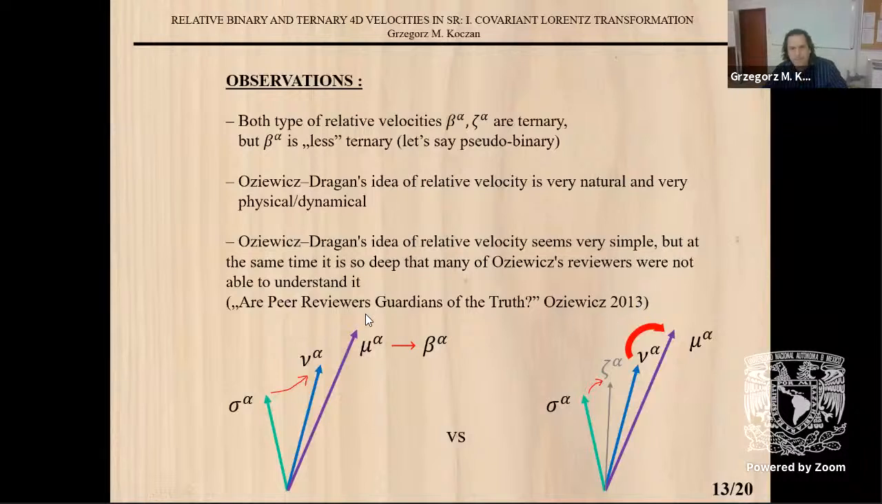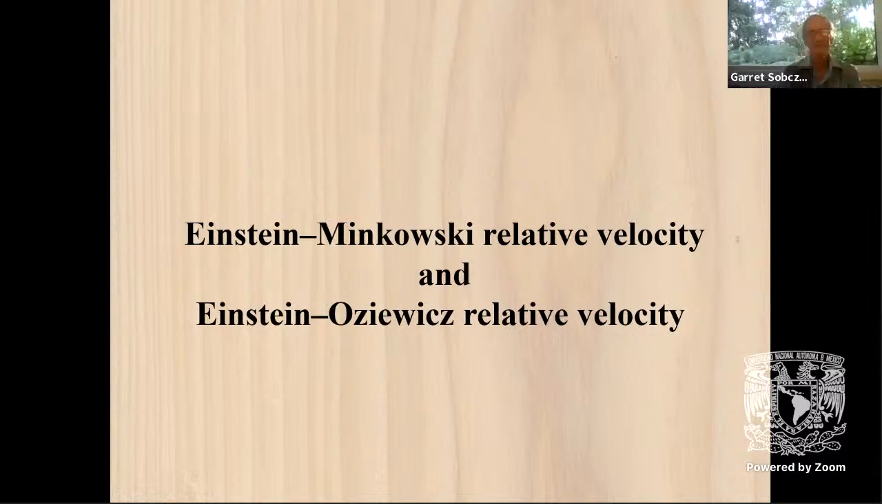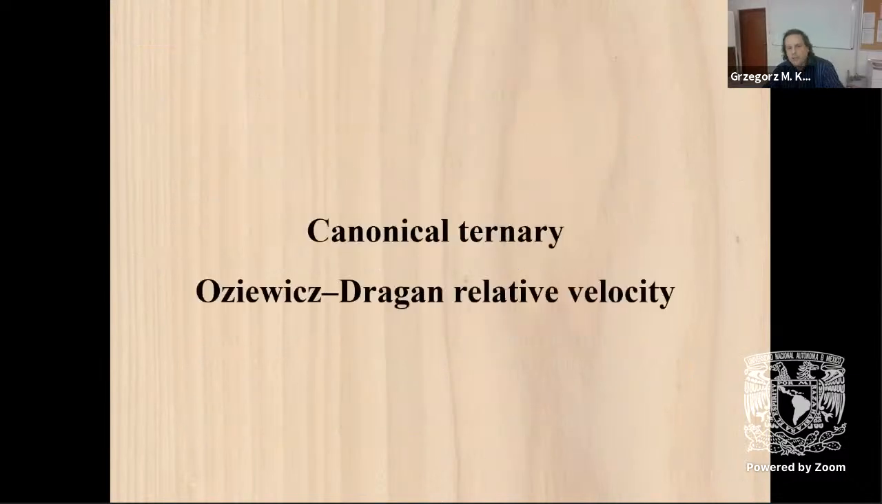Oziewicz 2030 talks about it here, Alberto Gistow. Einstein-Minkowski relative velocity and Einstein-Oziewicz relative velocity. Because I have only 5 minutes, I don't know if I can talk about Einstein. I jump to Oziewicz, yes, and it's a very big history. It's very important. Canonical ternary Oziewicz-Dragan relative velocity.